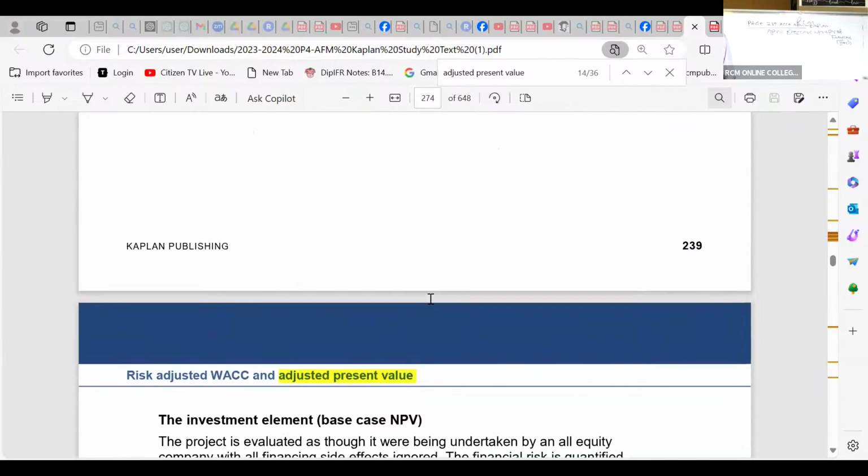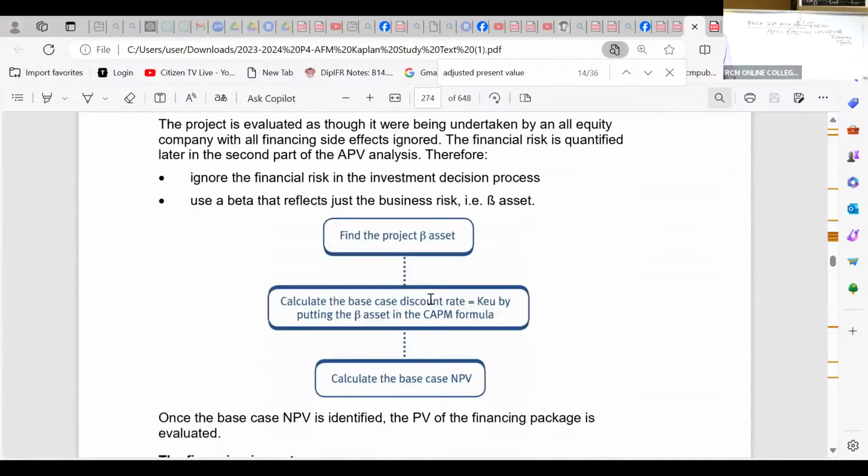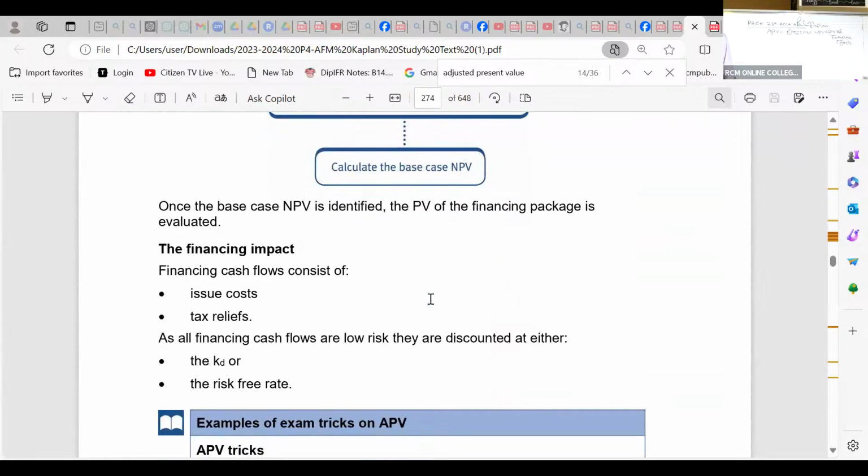there is something small that I would want to draw your attention to. The financing impact. Financing cash flows consist of issue costs and tax reliefs. As all financing cash flows are low risk, they are discounted at either the Kd or the risk-free rate. So we look at examples here.